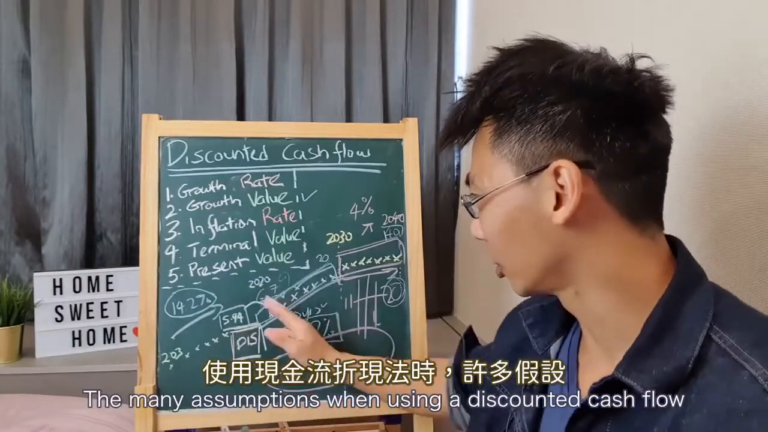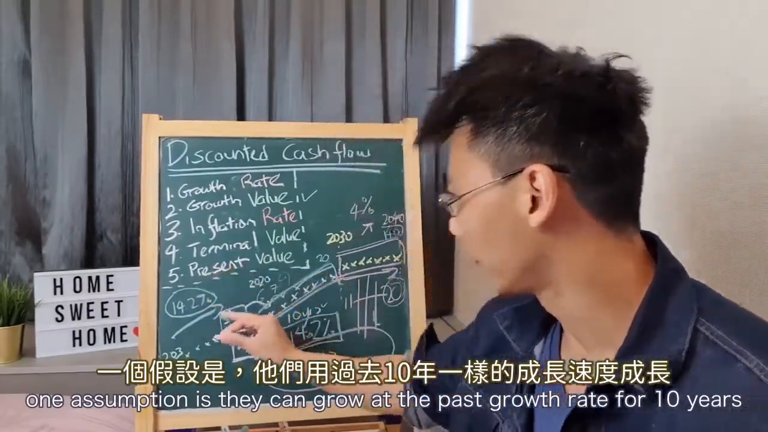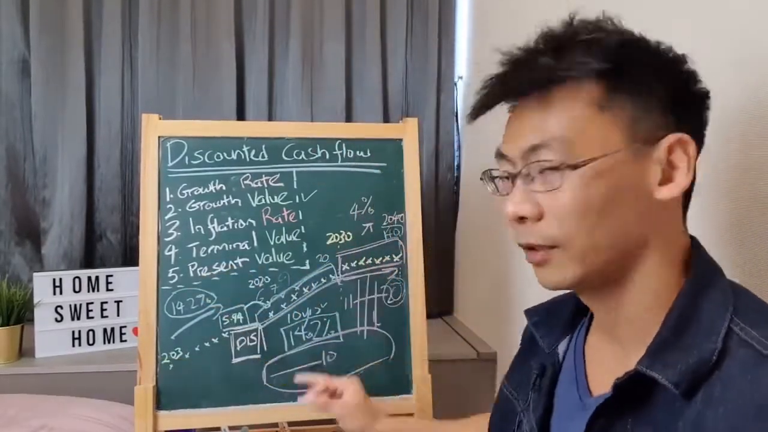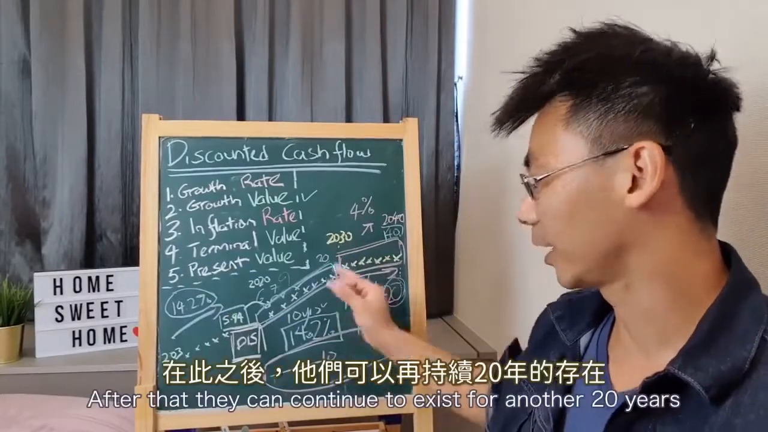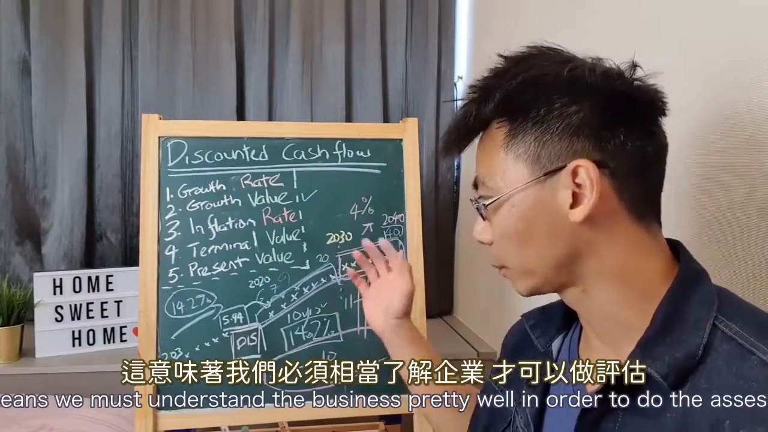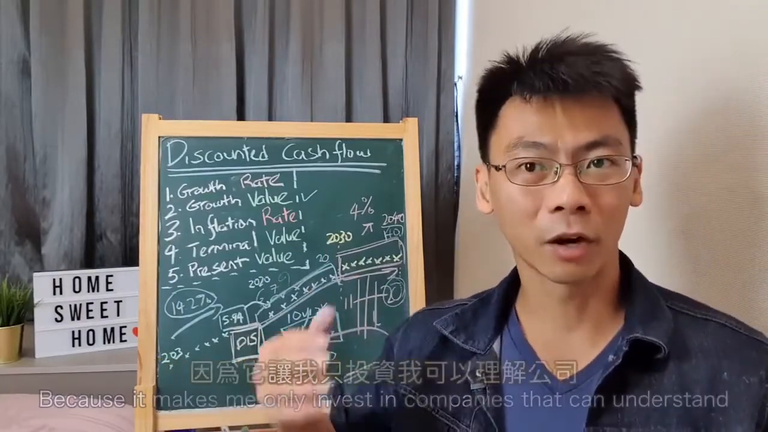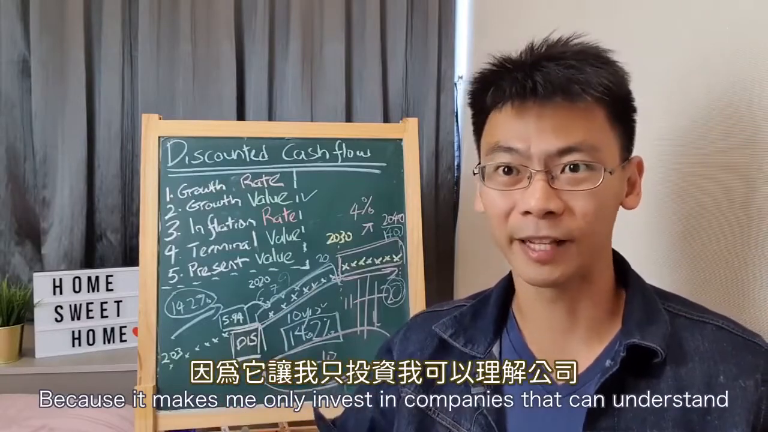There are many assumptions when using the discounted cash flow. One assumption is they can grow at the past growth rate for 10 years, and the next assumption is after that they can continue to exist for another 20 years. This means it requires us to understand the business pretty well in order to make an assessment. And this is something that I personally like because it makes me only invest in companies that I can understand.